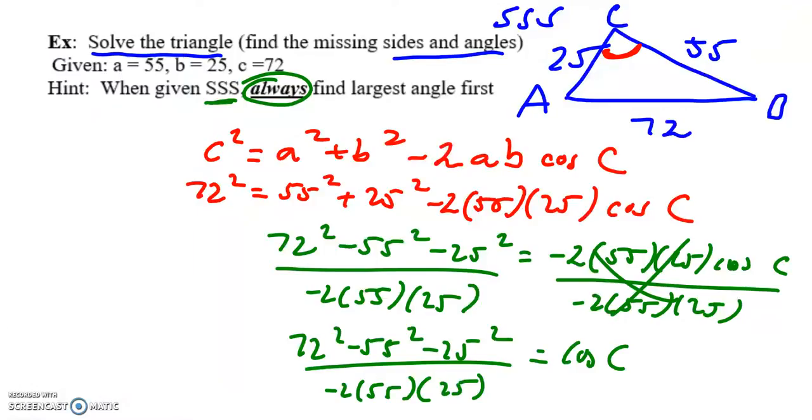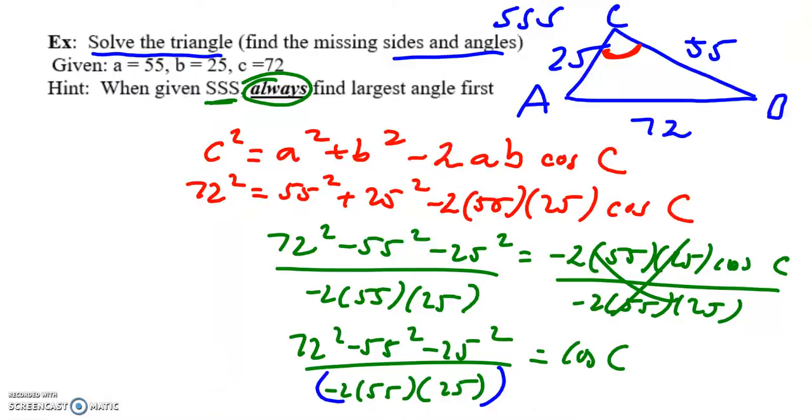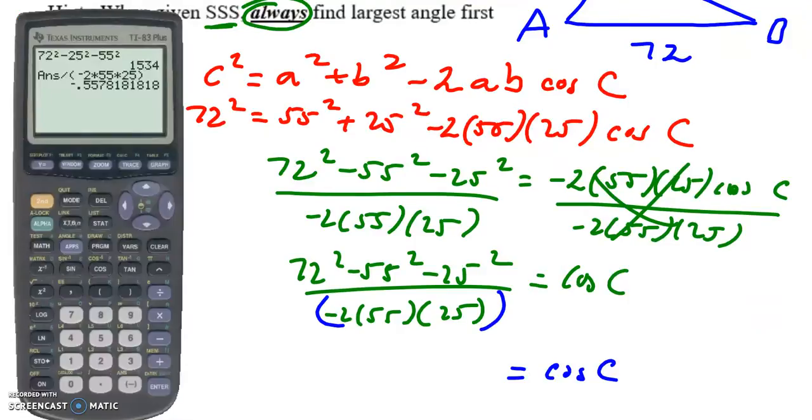Now, you want to divide that number by all of this product. So in your calculator, don't remove anything. When you press divide, there's that current answer. Please put parentheses because you are dividing by the entire product. Negative 2 times 55 times 25. And when I do that, I get that the cosine of C equals negative 0.5578.